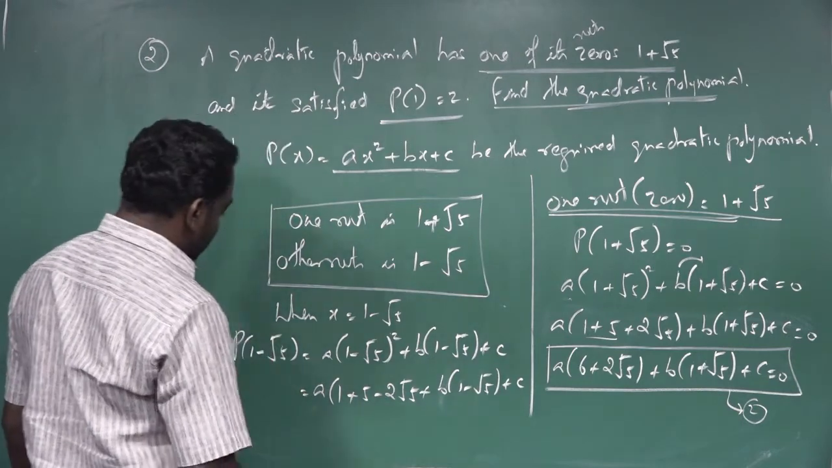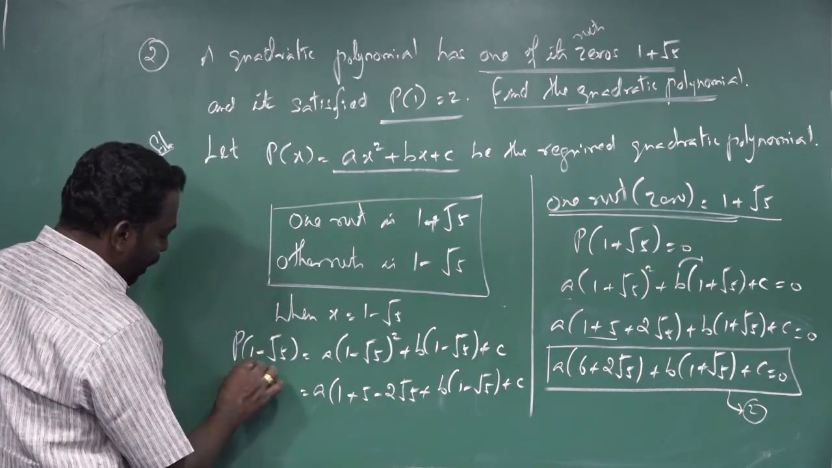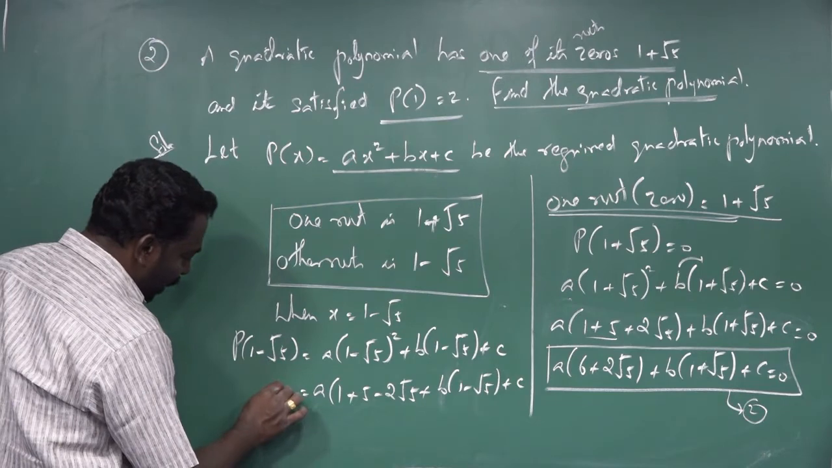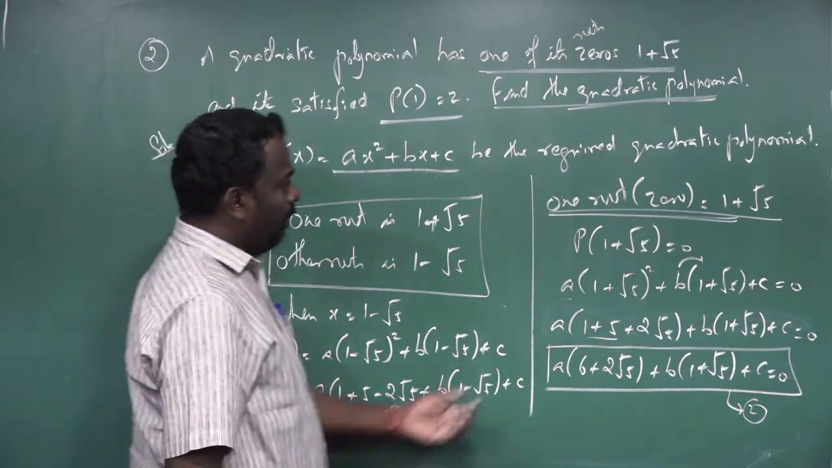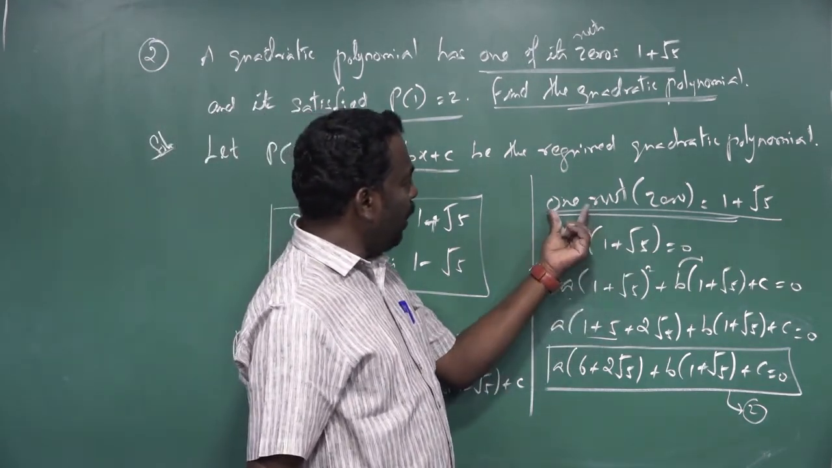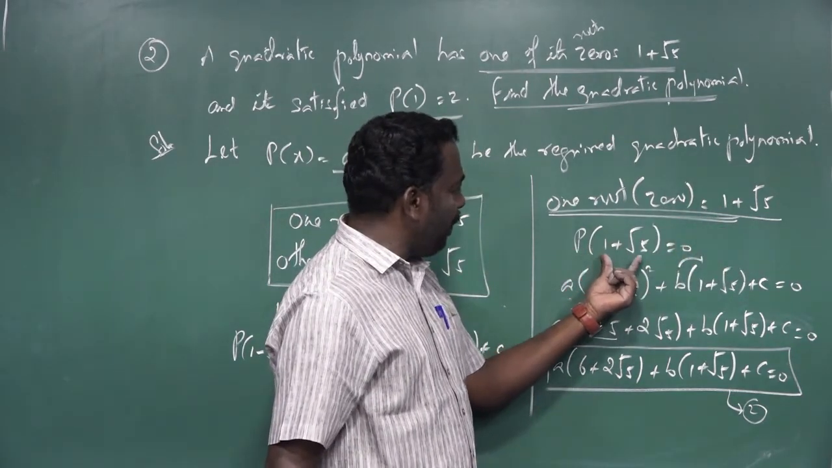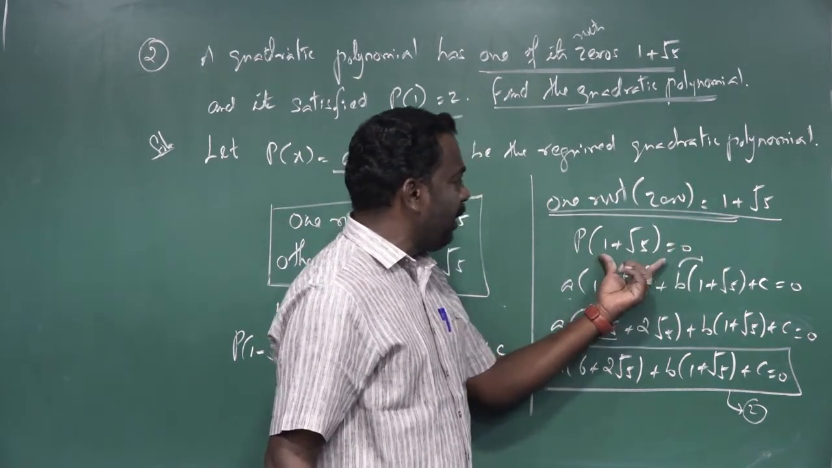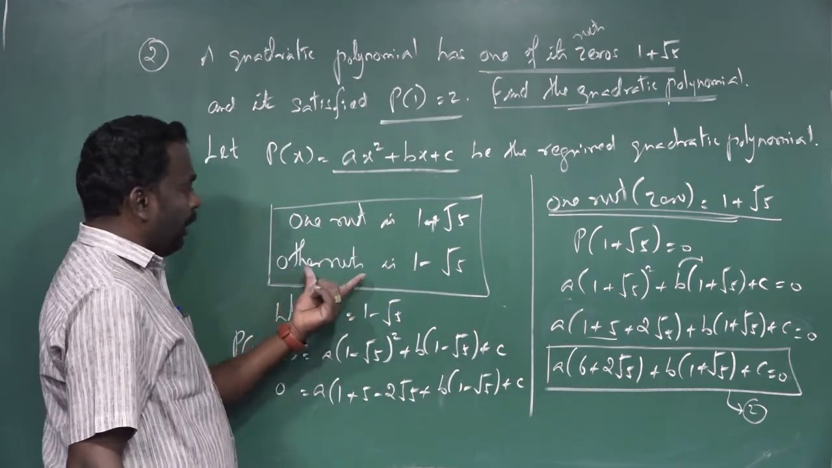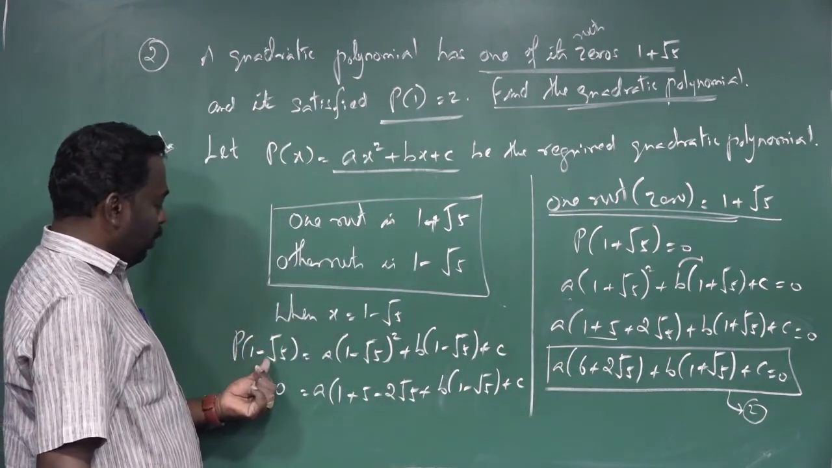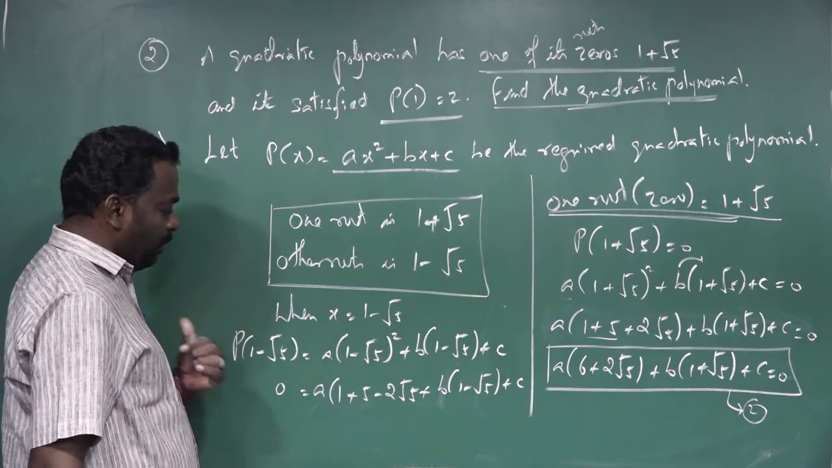Therefore here it is a factor. Therefore P of 1 minus root 5 is equal to 0 because of the factor. What we substitute here, same. One of it is 0, so the polynomial at 1 plus root 5: P of 1 plus root 5 is equal to 0 because of the factor theorem. Same, it is also one of the factors. Therefore P of 1 minus root 5 also has value equal to 0.